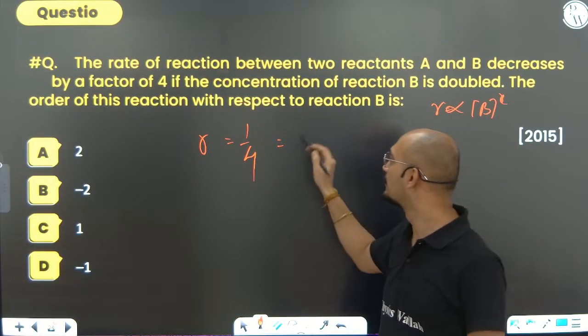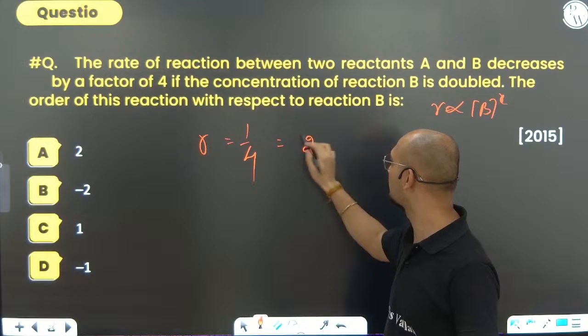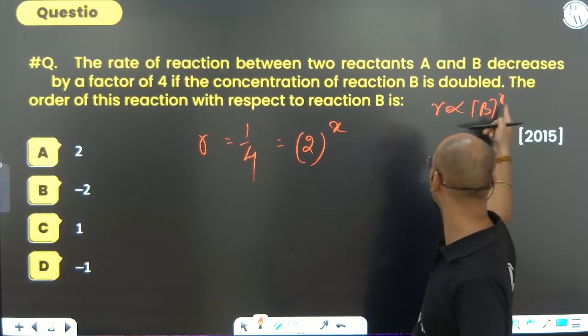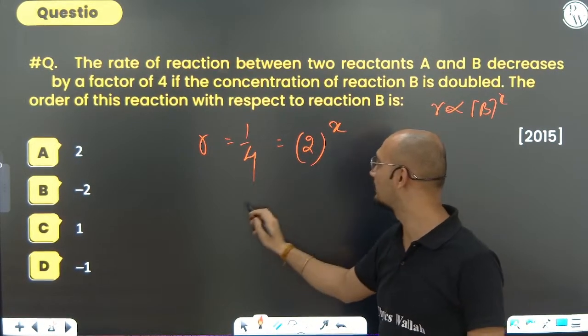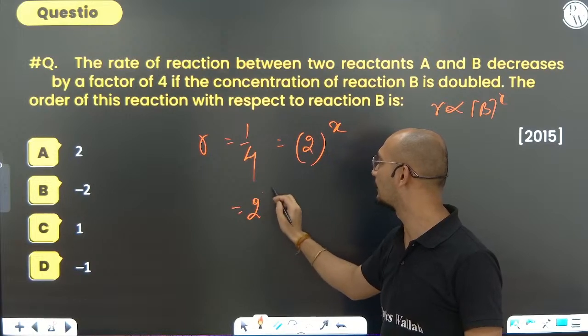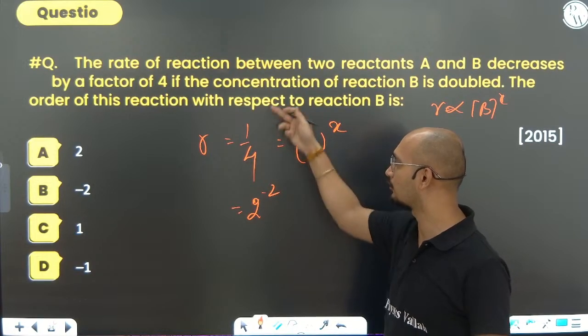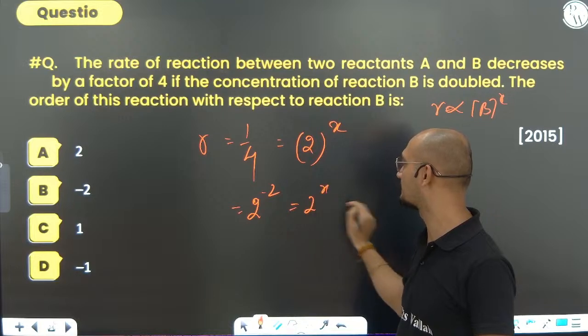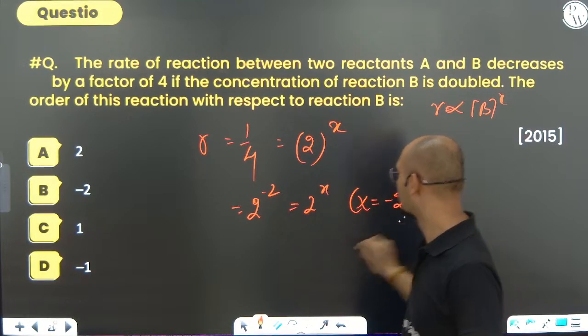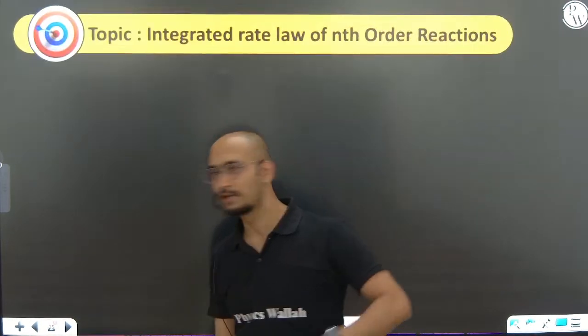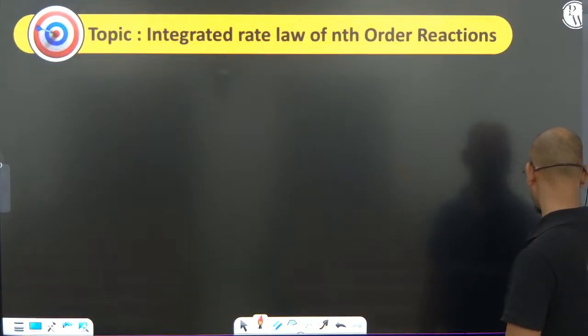Let's see. How many times is B becoming? B is becoming 2 times, so 2 to the power x. Whatever is the order, we have to raise that. What will it become? It is nothing but 2 to the power minus 2, that is 1 by 4. So 2 to the power x equals 2 to the power minus 2. So x will be equal to minus 2. So the option is option B. Okay, not a big deal. Next question is.